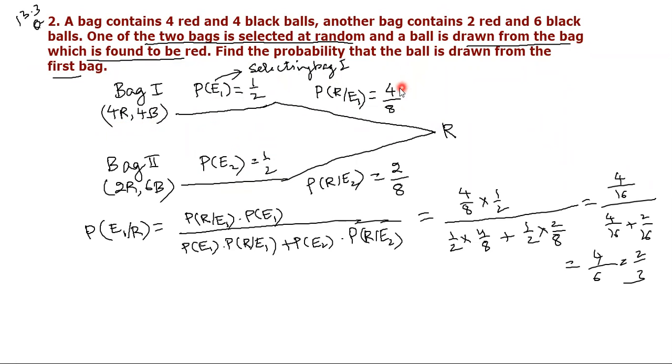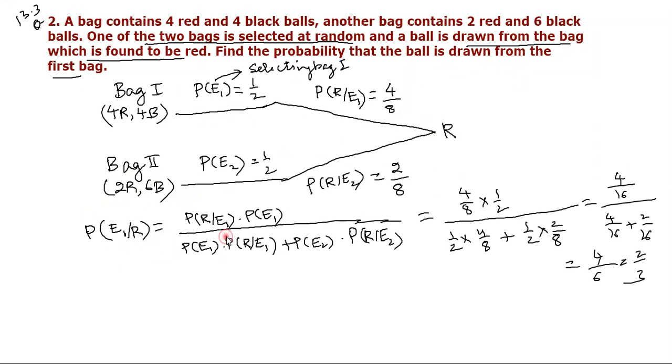There are 4 red balls and the total number of balls is 8. So 4/8 is the probability of selecting the red ball from bag A. And the probability of selecting a red ball from bag 2 is 2/8, because there are 2 red balls out of 8. Now we have to find that the ball drawn is from the first bag. When we have drawn the ball, that is red, already drawn. So now we have to find that it is from bag 1, E1. So E1 upon R we have to find out.